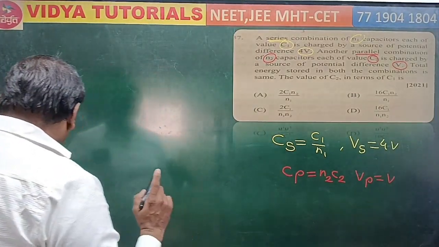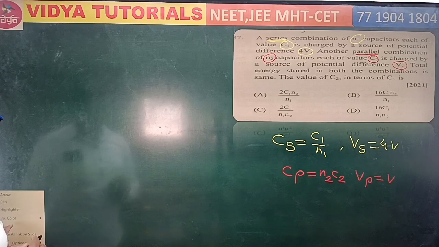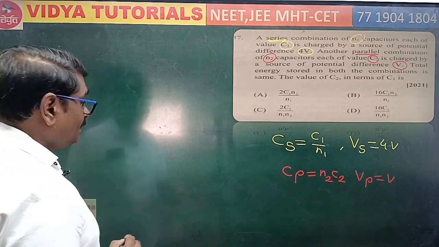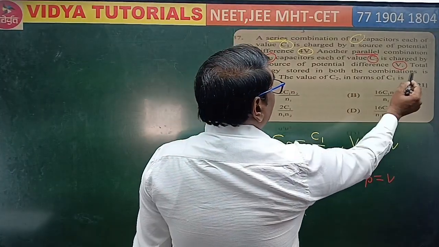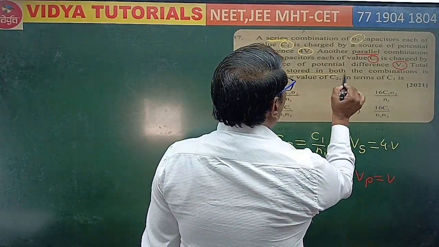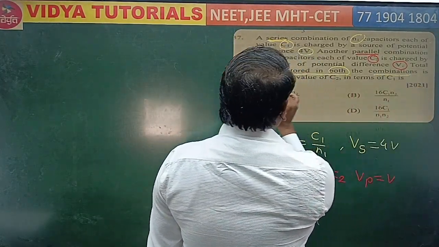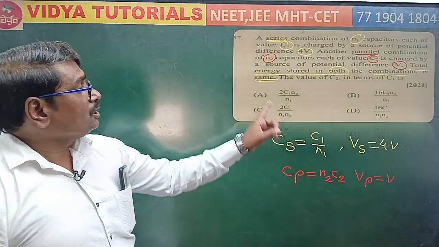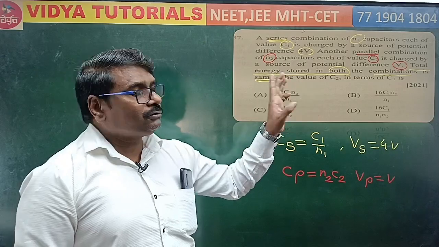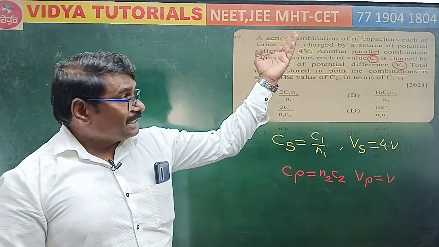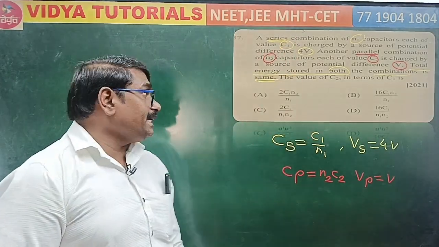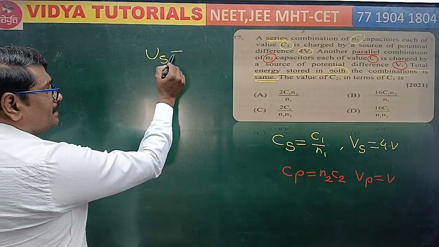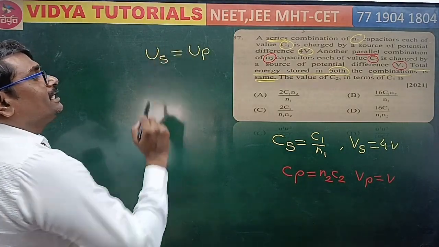The third line is very, very important. Read this third line. It says that the total energy in both combinations is the same. This is an important condition. The total energy stored in both combinations, in series and in parallel, is the same, and hence we can say that U in series equals U in parallel is the given condition.